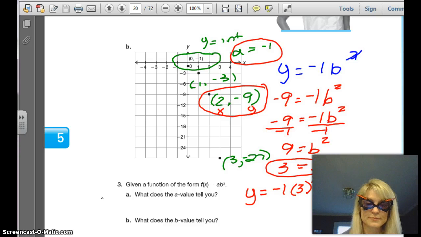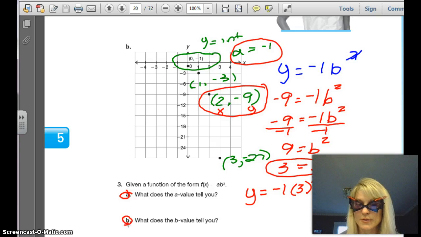So I want you to answer these two questions. What does the a value tell you? And think about what you think the b value tells you. We haven't really gone over that, but look at what this b is. What do you think it means for this equation here? And we'll go over your answers tomorrow.